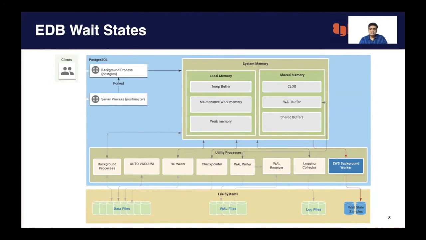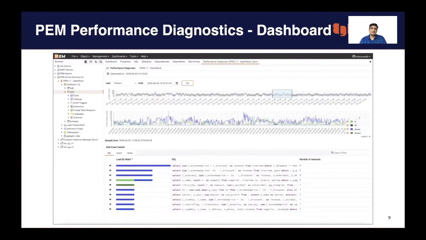So how do I use the EDB Wait States plugin? That's where PEM comes into picture. PEM has Postgres performance diagnostics tools available, and basically you can see all the wait states happening at that particular point of time. You can do the selection of what particular point of time you want to go into.